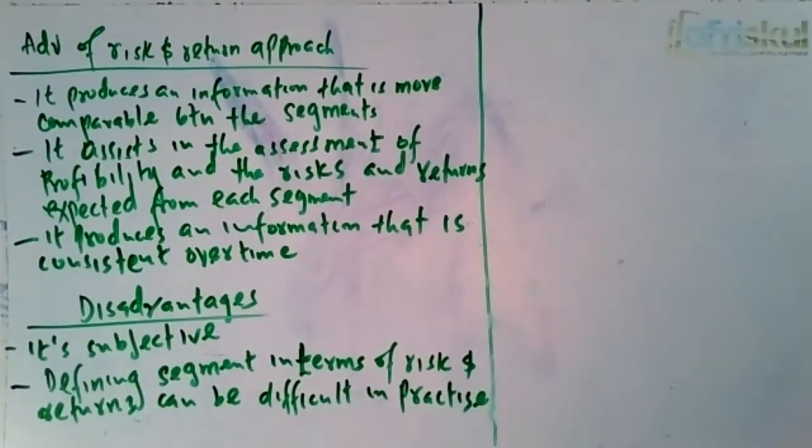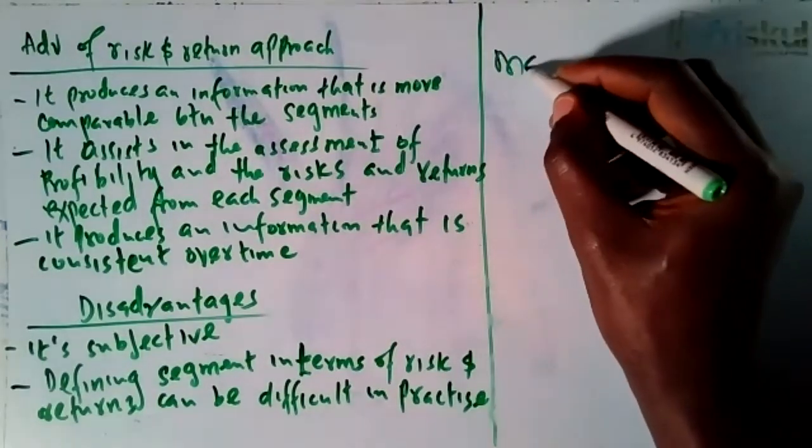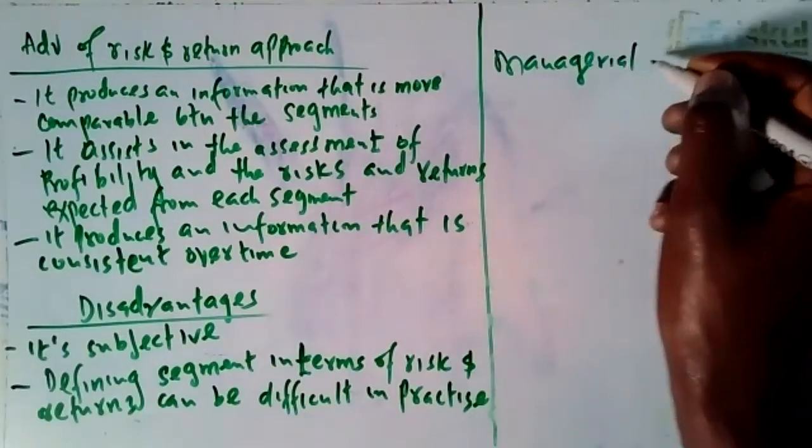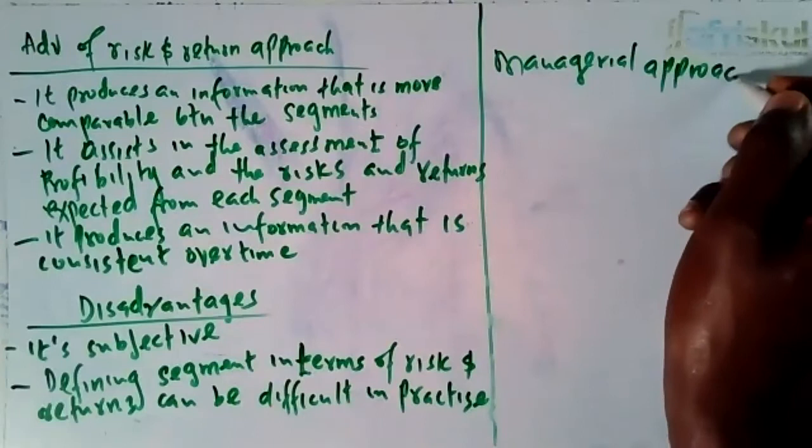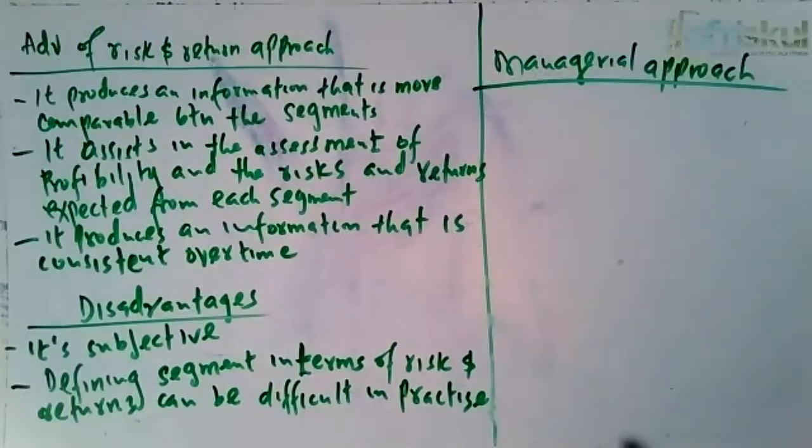Under this approach, segments would be identified based on different risks and returns expected from the line of business and the geographical areas. Then the next approach is called the managerial approach. What they were asking about this managerial approach is again advantages and limitations.